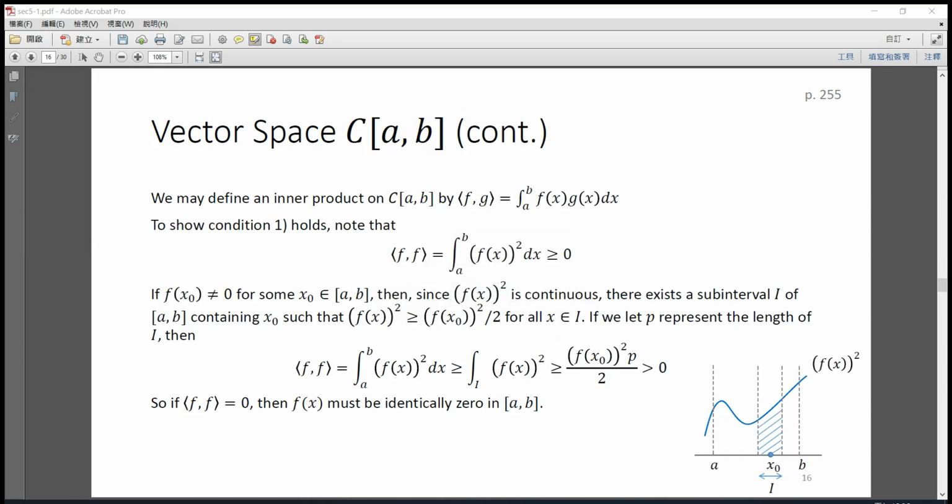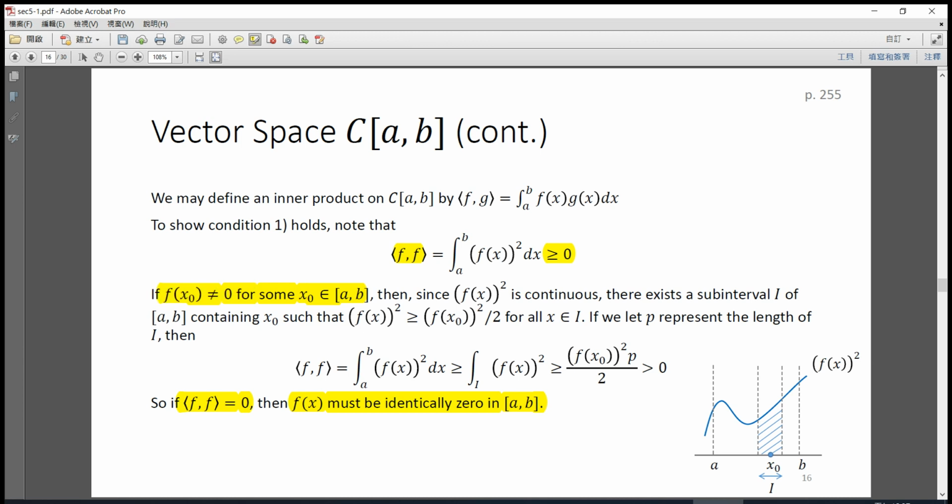Next, we prove the operation satisfies the first property. That is, the inner product of f and itself is greater than or equal to 0. And the equality holds if and only if f is the zero function on AB, or equivalently, f of x must be identically 0 in the interval AB. If f of x is not identically 0 in AB, this means there exists some x0 in AB such that f of x0 is not 0.